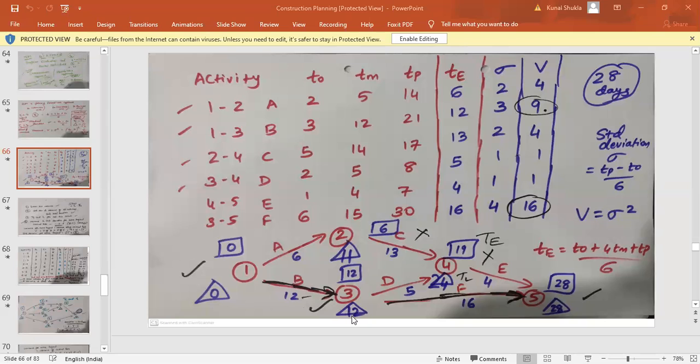Now just check the slack values. TL minus TE. Square bracket, triangle bracket minus square bracket, is it coming 0 or not? Yes, in this one it is coming. Here it is not coming. Here also it is not coming. Here it is coming. Here it is coming. So that means 1, 3, 5 is the critical path.